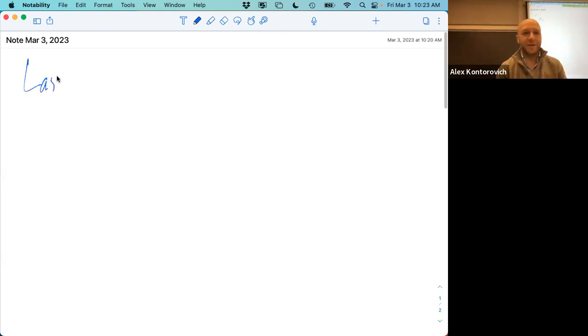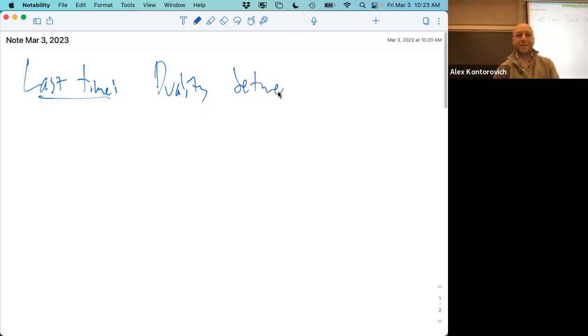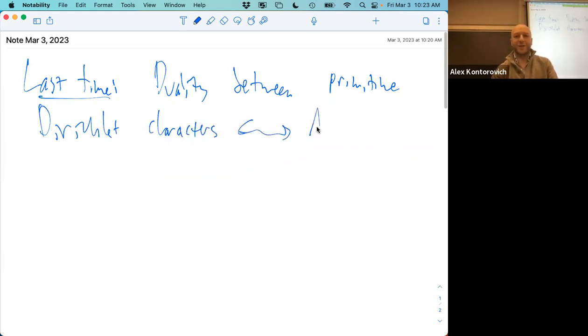Last time, where did we leave off? Right, we saw the duality between very simple objects, primitive Dirichlet characters, and automorphic representations, GL1, adelic automorphic representations. That probably describes what these words mean.